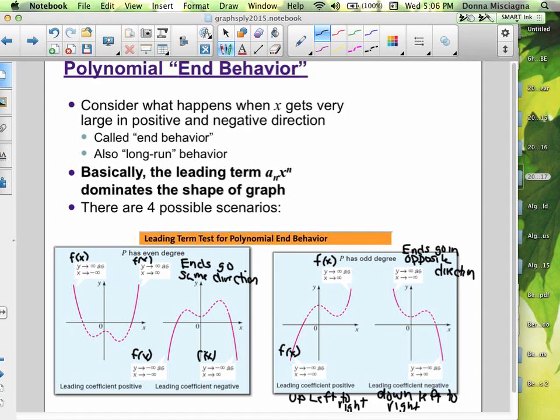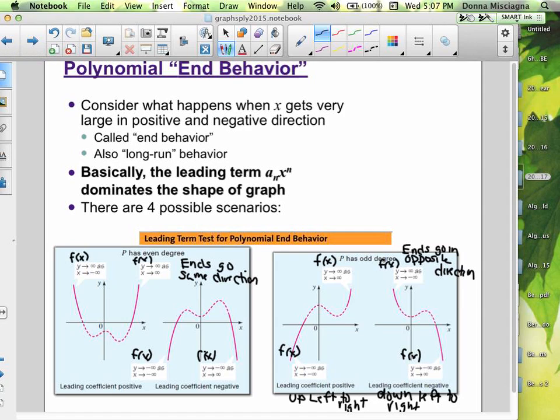So our graph will go down left to right, and y, or f of x, will go to negative infinity as x goes to infinity, and y, or f of x, will go to infinity as x goes to negative infinity. Right? So our graph is going to go to infinity as x goes to negative infinity, and it's going to go to negative infinity as x goes to infinity.